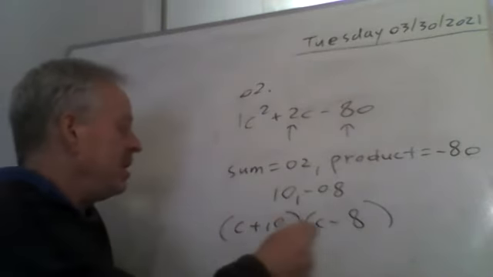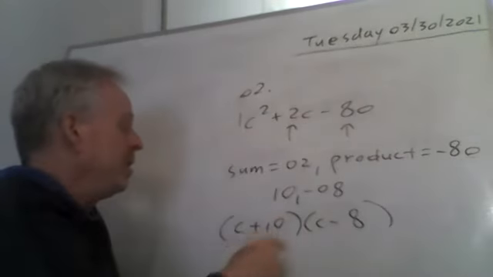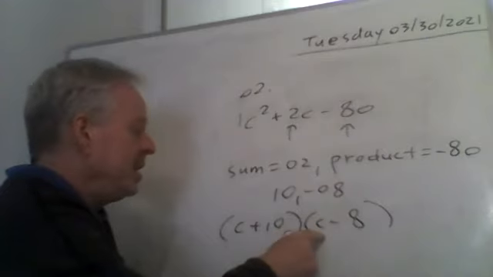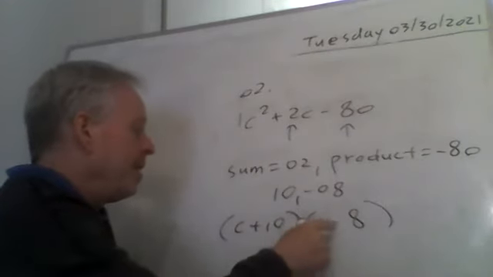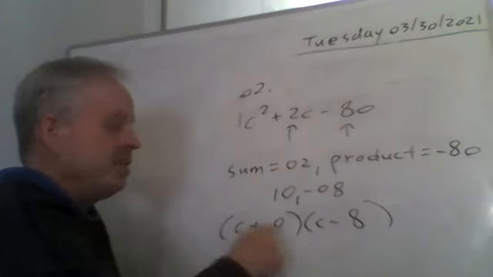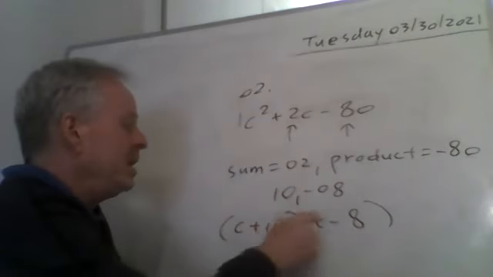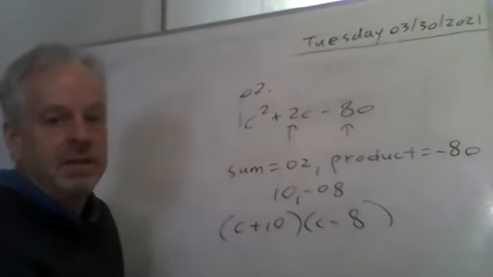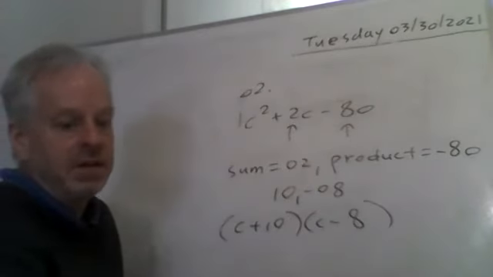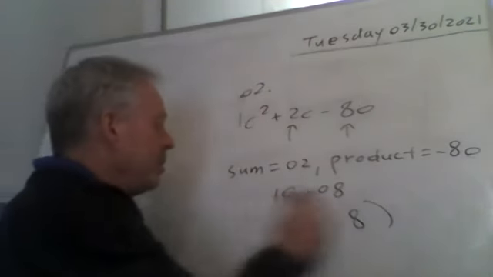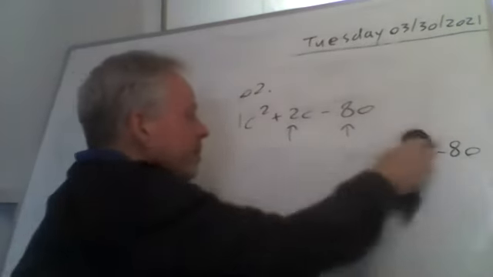So you could say c times c, that's c squared. 10 times c is 10c. Negative 8 times c is minus 8c. 10c minus 8c is 2c. And 10 times negative 8 is negative 80. So that works. So that's how to check your answer. Okay, we'll do one more, and then we'll be done.